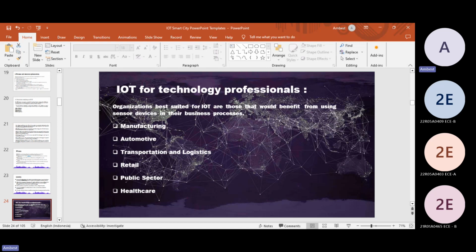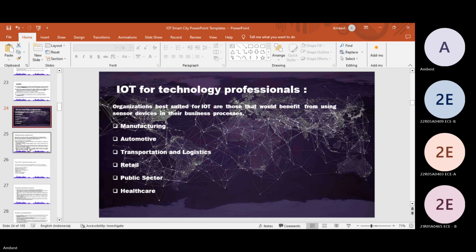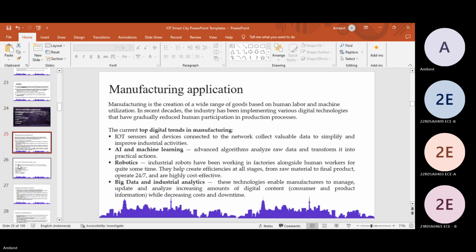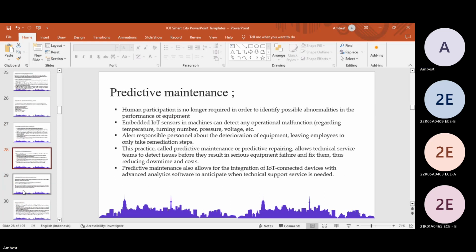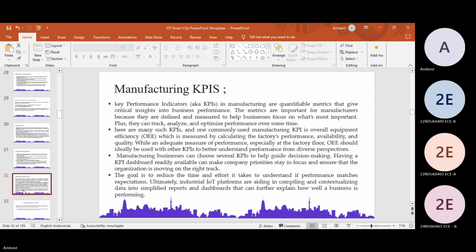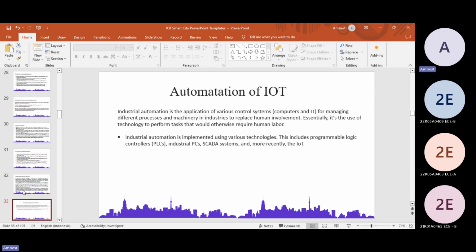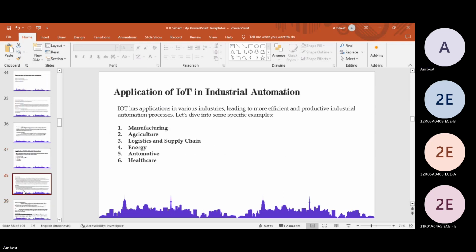So in that way, manufacturing has a huge set of slides. I'll show you. There are the basic applications and top users. It has a different slide. And the next thing is automation. Even that has so many things.